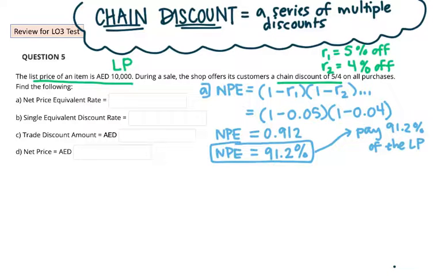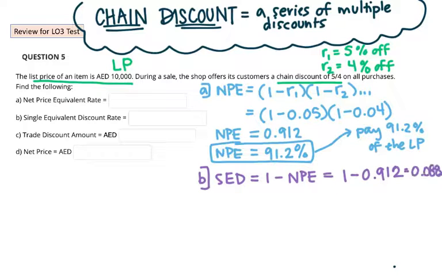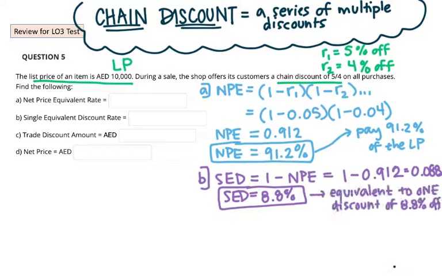Let's look at part B. Part B is the single equivalent discount, which is a formula in your formula sheet. You just do 1 minus the net price equivalent. So in this case, 1 minus 0.912, which is 0.088. If we were to write that as a percentage, we'd say 8.8% is the single equivalent discount. What that means is that it is equivalent to giving one discount of 8.8% off.